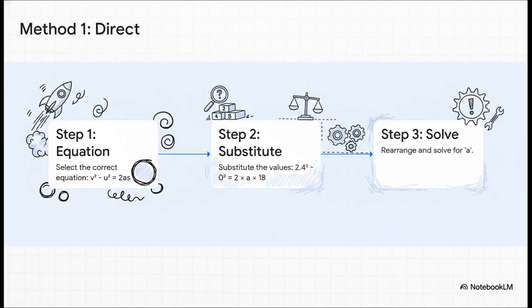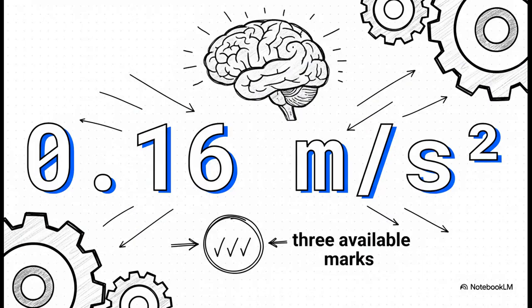So, the most direct route is using this equation of motion. It links up all the variables we have. You just plug in the numbers, shuffle the equation around to get a by itself, and then solve. And when you run the numbers, you get 0.16 meters per second squared. And bam, that's all 3 marks in the bag.